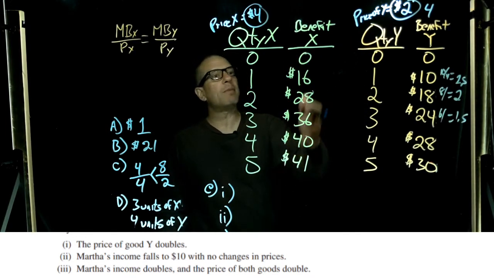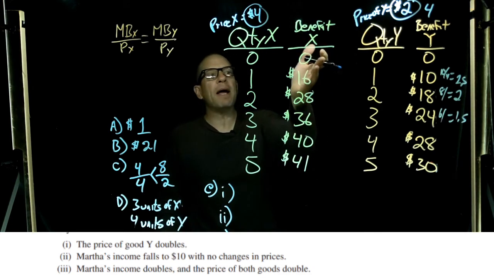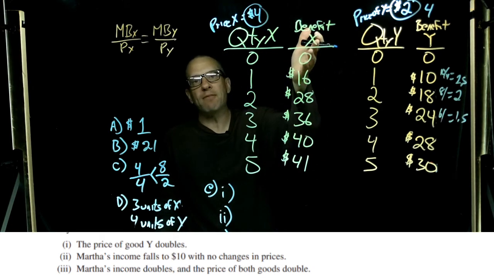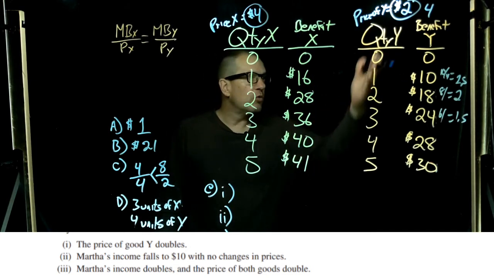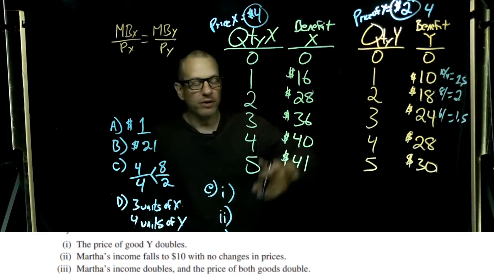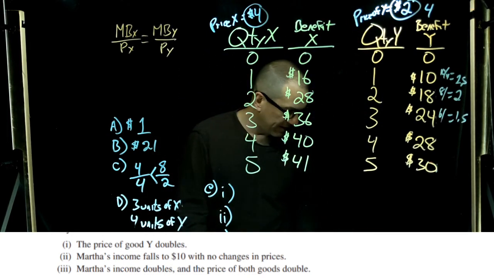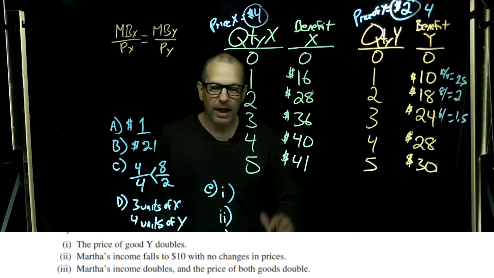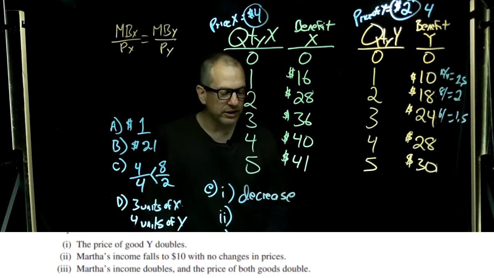This stays the same. So this was at whatever it was, 543. So I'm going to be buying more of X because I'm going to get the better bang for my buck out of good X than I would be getting out of Y. So good Y, if your price doubles, you're going to see that there's going to be a decrease in the optimal quantity. So first one is decrease.